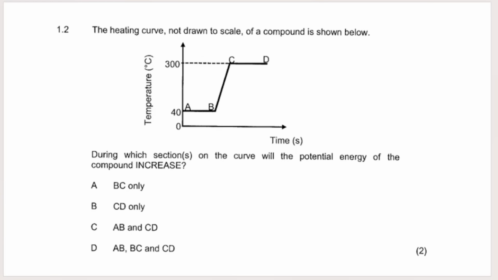1.2 gives us a heating curve, and they say during which section or sections on the curve will the potential energy of the compound increase. Now, you need to read your question very carefully because they're not asking for kinetic energy. They're asking for potential energy.